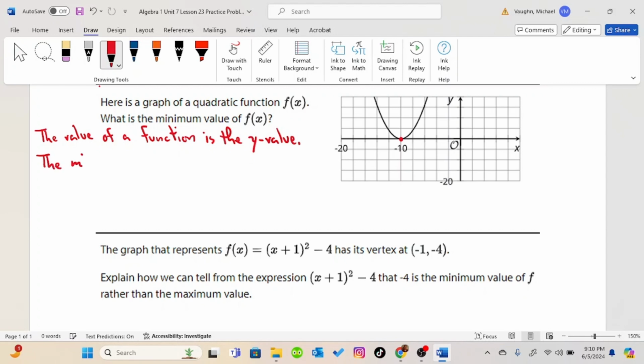So the minimum value of f of x is 0, because y equals 0 at the lowest point. If you have any questions about how to identify the minimum value of a graph, please ask for clarification now before we move on to the other practice problems.